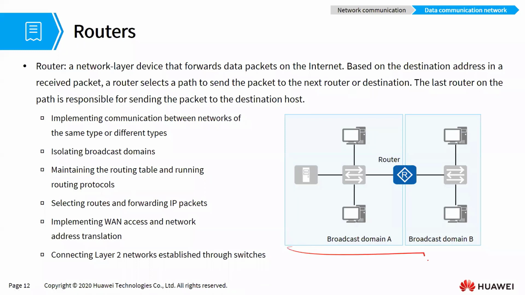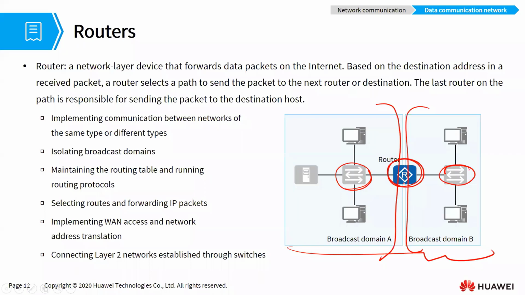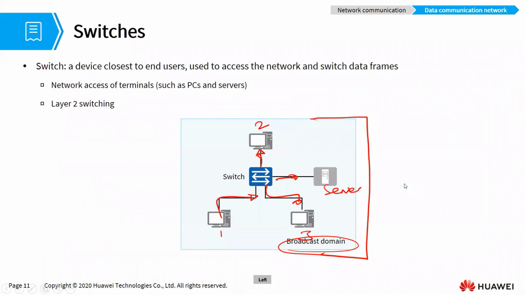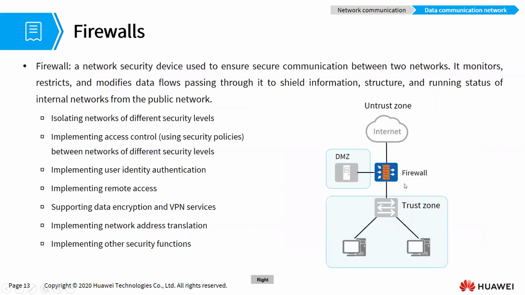This is the example we have here. So we have one layer 2 network established using this switch, and another layer 2 network established using this switch. The router will connect the two networks together. So we have talked about switches, we've talked about routers. Let us talk about firewalls.